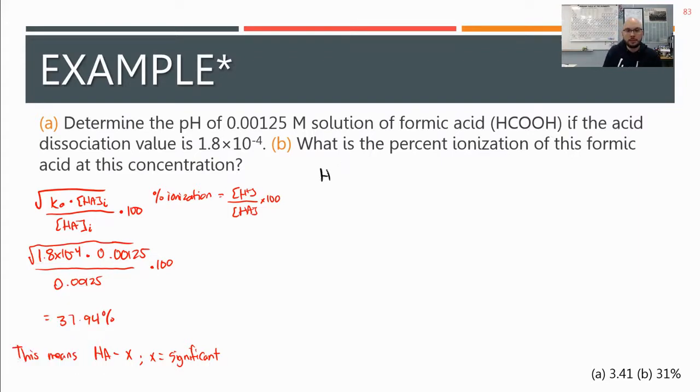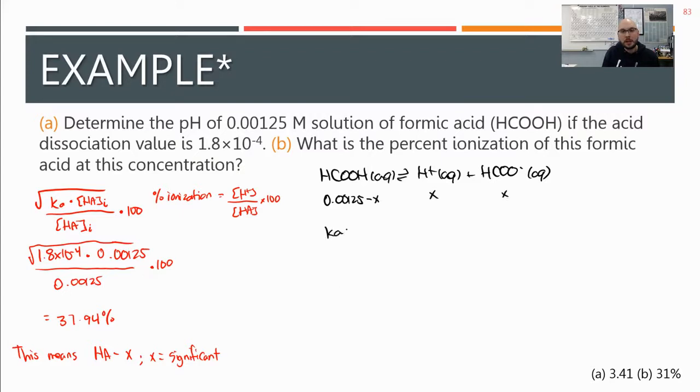So we're going to write HCOOH aqueous ionizes to form H plus aqueous and HCOO minus aqueous. Now, to save a little bit of room here, we should recognize that it's going to be initial plus change. So in the end, this is going to be 0.00125 subtract X. This is going to be X, and this is going to be X.